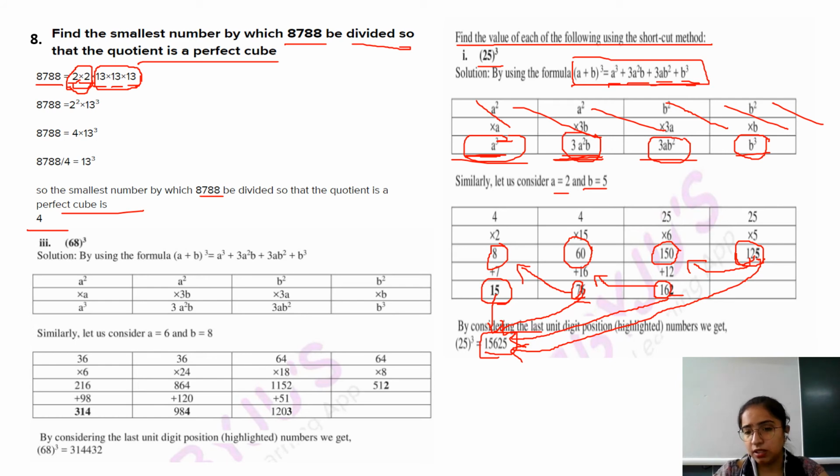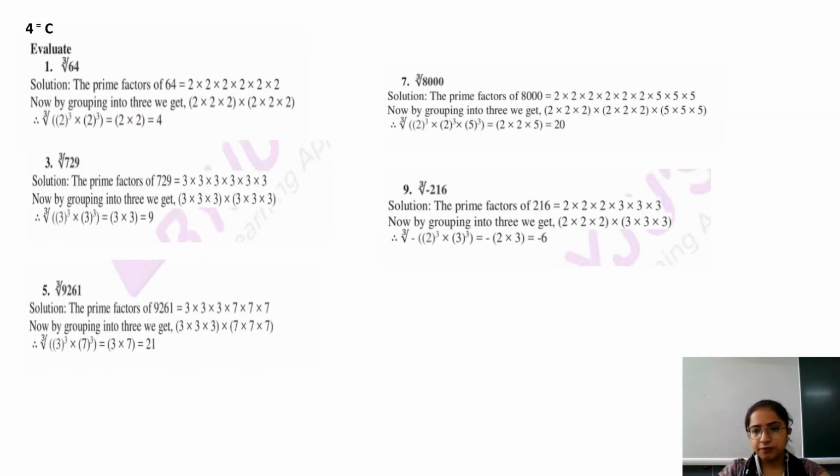You have to multiply these numbers. 3ab square means 3 into 2 into 5 into 5, okay? And b cube means 5 cube. Clear? Similarly, you can do 68 cube for this. 6 cube will be 216, 3a square b will be 864, 3ab square will be 1152, and b cube will be 512. And the first number will go with the answer, the number at ones place, and the rest of the digits will go to the previous column just to add them in the previous column. Clear? Similarly, you have to do each and every part.